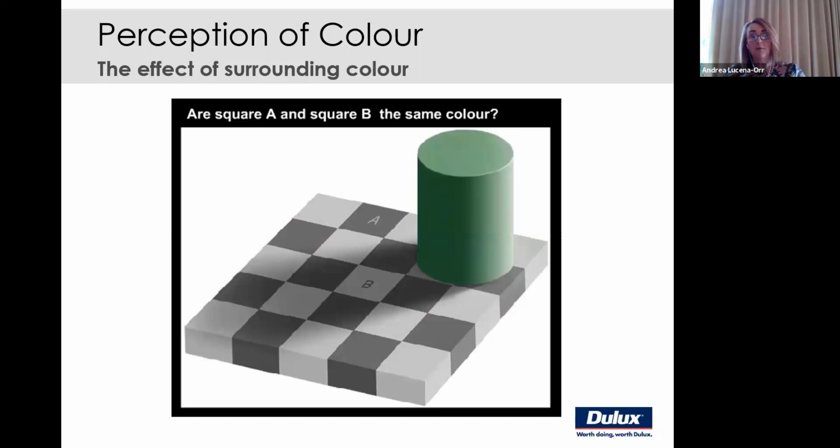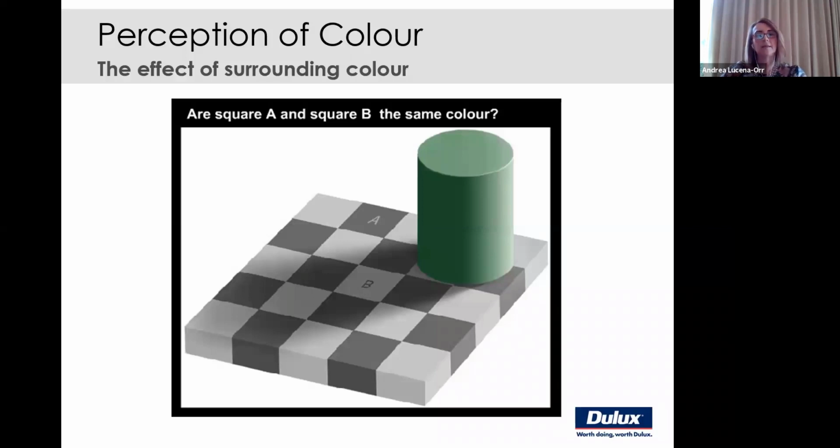Now, the perception of colour on shadow is really fascinating as well. And I know we showed you that exterior image, which gave a great example of those posts and how they can look in direct sunlight versus shadow. If we look at the A and B squares on this checkerboard, you'll see that A looks like a darker grey and B looks almost like a white.